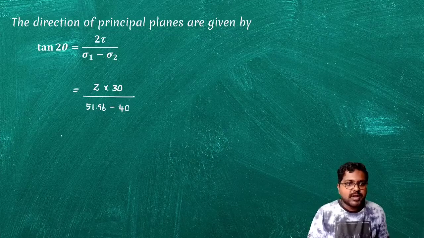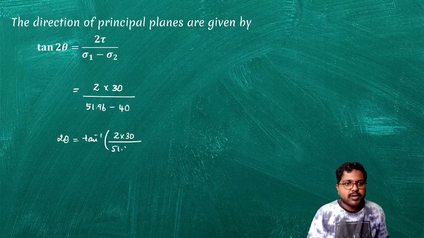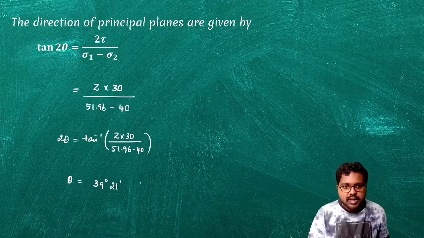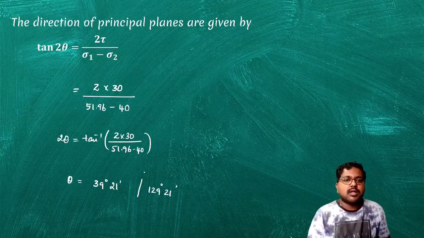From this we will get the value of 2 theta as tan inverse of 2 into 30 by 51.96 minus 40. So from this we got the value of theta as 39 degrees 21 minutes and 129 degrees 21 minutes. So these two are the locations of the principal planes.